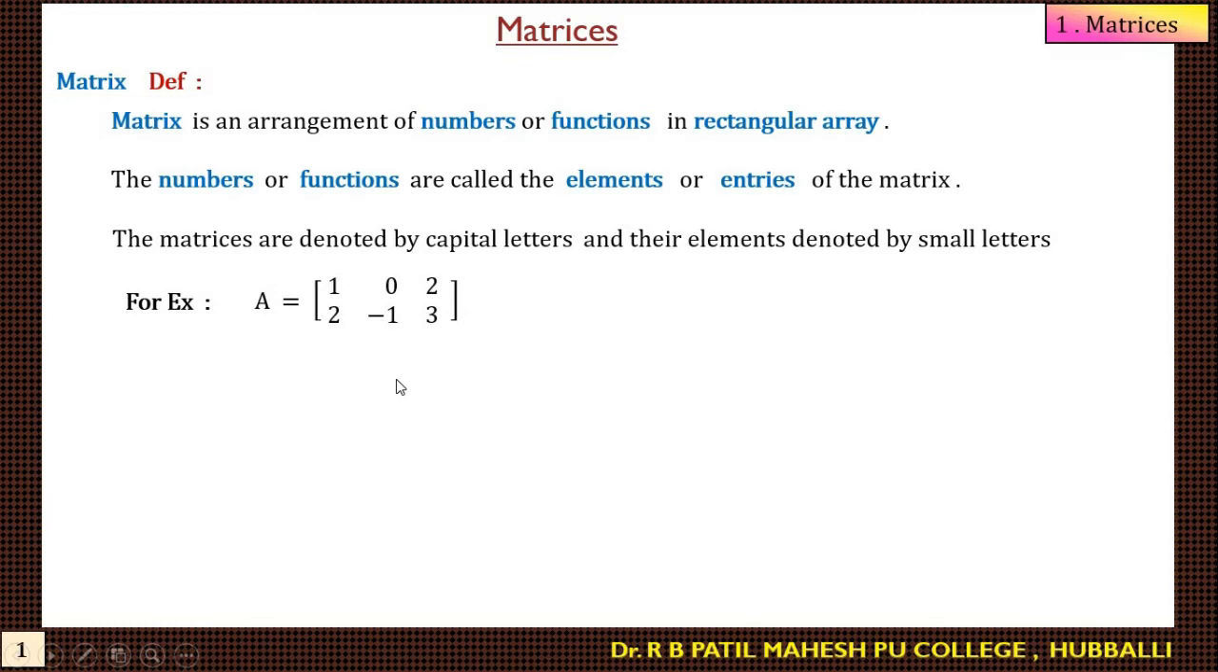Let me take another example. B is equal to square bracket, that is nothing but an array, 0 cos x, sin x minus 3. So this is another matrix. Students, here you have to remember the elements can be either numbers or functions, or you can take both.